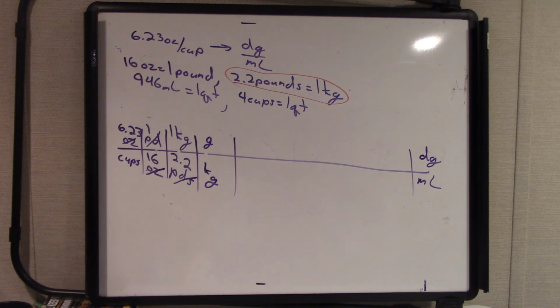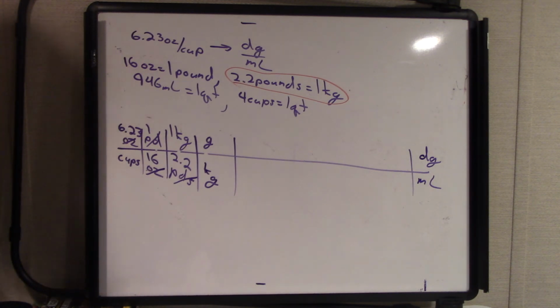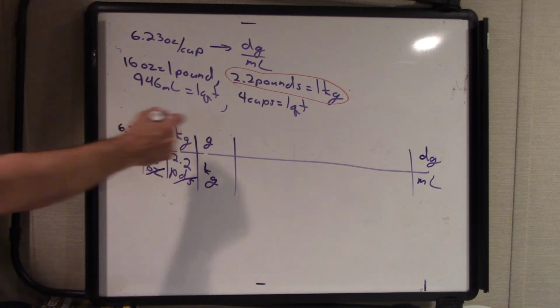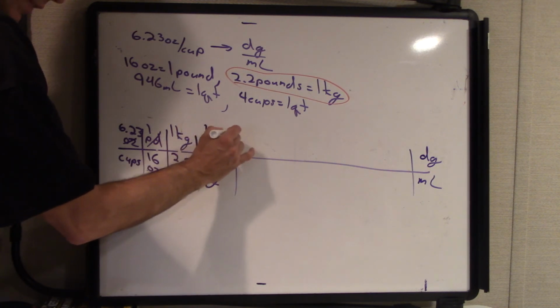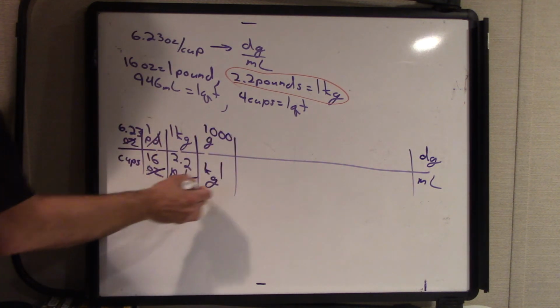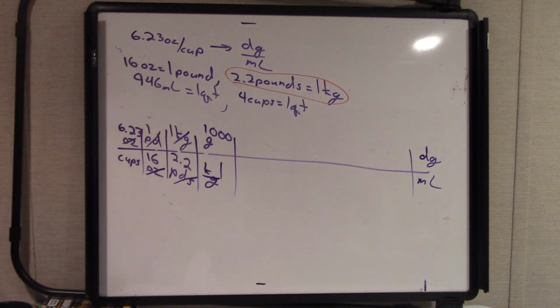So now I need a conversion between grams and kilograms. This is metric to metric. This isn't provided for you. You have to know the metric prefixes well enough in order to be able to solve these. The relationship between grams and kilograms is 1,000 grams in 1 kilogram. Kilograms have canceled. Now I have grams.